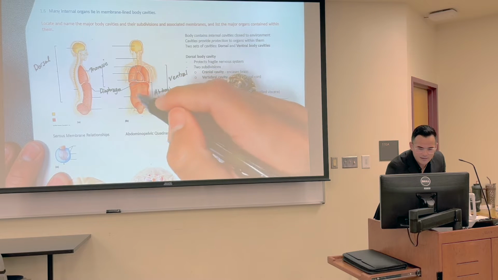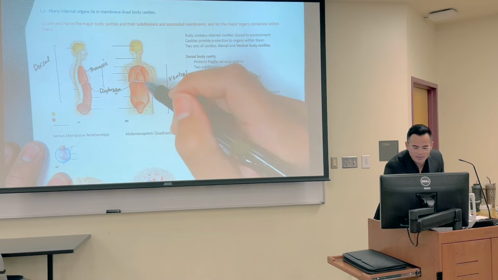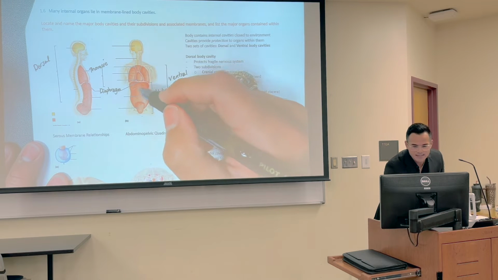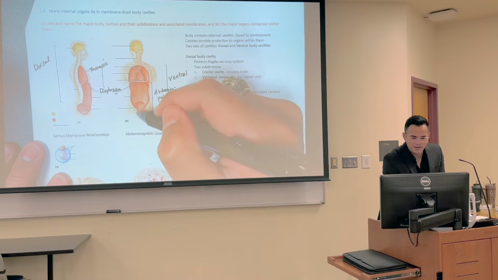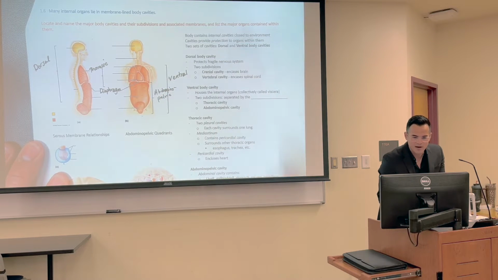What organs are going to be found here within the abdomen? The liver, the gallbladder, the spleen, the intestines. Found within the pelvic cavity, you've got the urinary bladder, and you've got the reproductive organs found within this body cavity.